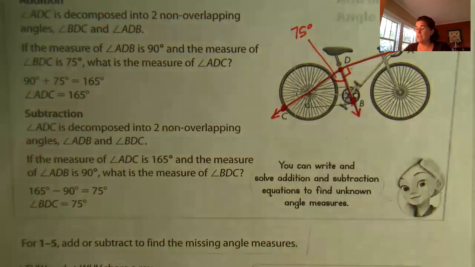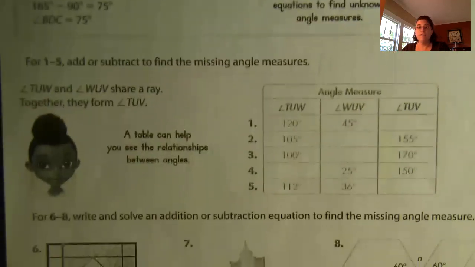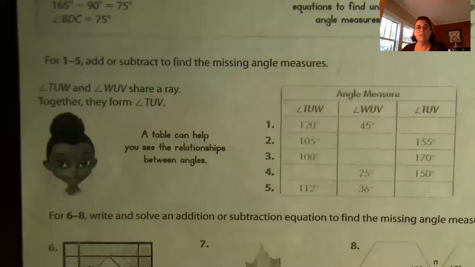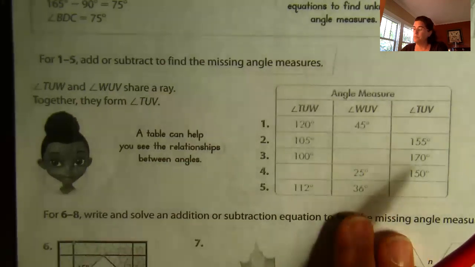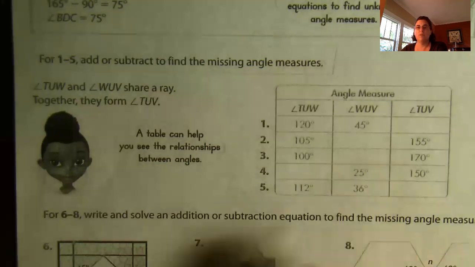All right, so in today's lesson, you have something that looks just like this. You have a table to help you see the relationship between angles. And the one thing that might be a little confusing is that this table uses the same letters to name an angle, but the angles are not the same in each line.